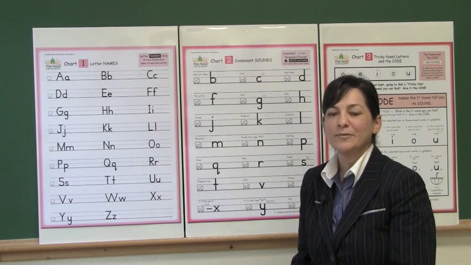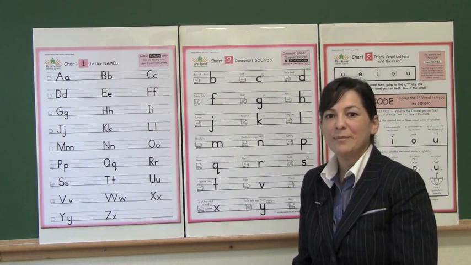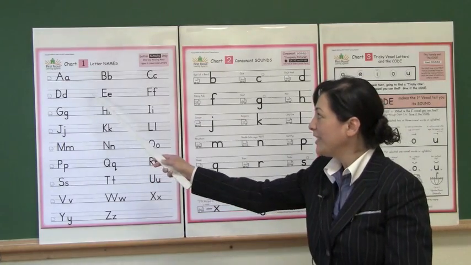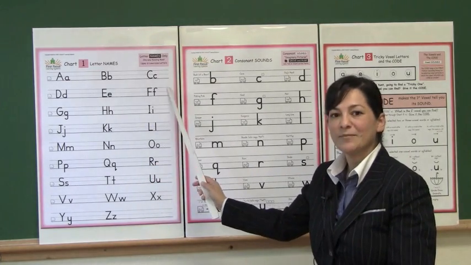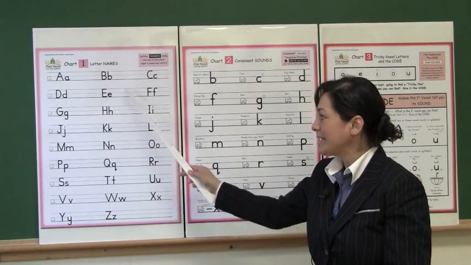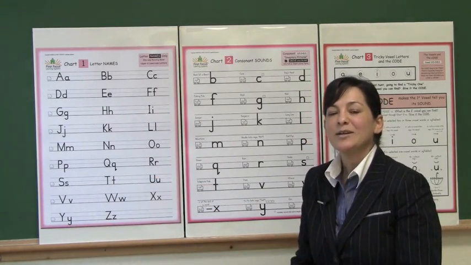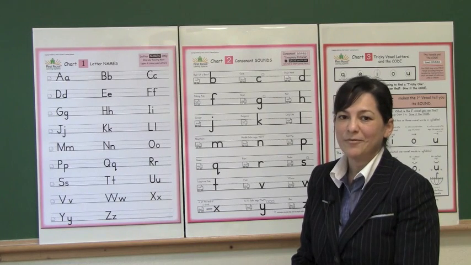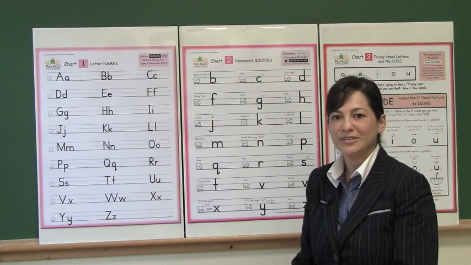On chart 1, we teach mastery of the names of the letters by having the students hop to each letter and sing the ABC song. After that, we have them go down the columns and say the names of letters out of order. A child who can say the names in order and out of order has mastered chart 1.